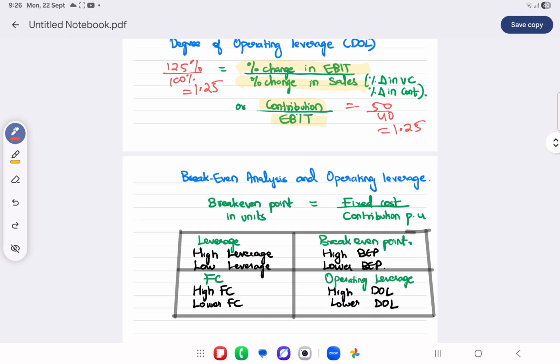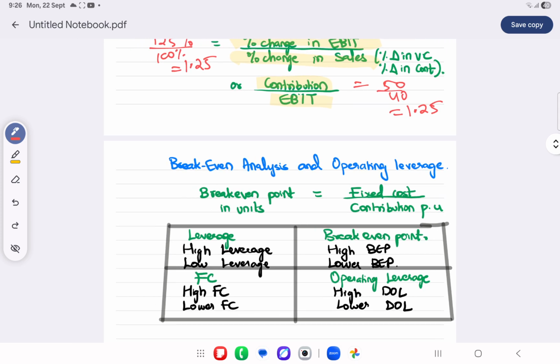Now, break even analysis and operating leverage. What is break even point? Break even point is a case where there is no profit, no loss. When will there be no profit, no loss? When our contribution covers our fixed cost.